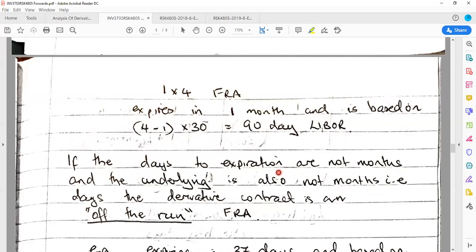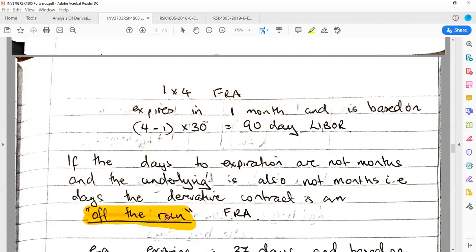So those are not months, those are actually days. If the days to expiration are not months and the underlying is also not in months, i.e. the days that the derivative contract covers, if the days to expiration are not months and the period you want to borrow or lend for is also not in months, let's say it's in days, we say that the FRA contract is off the run, right?